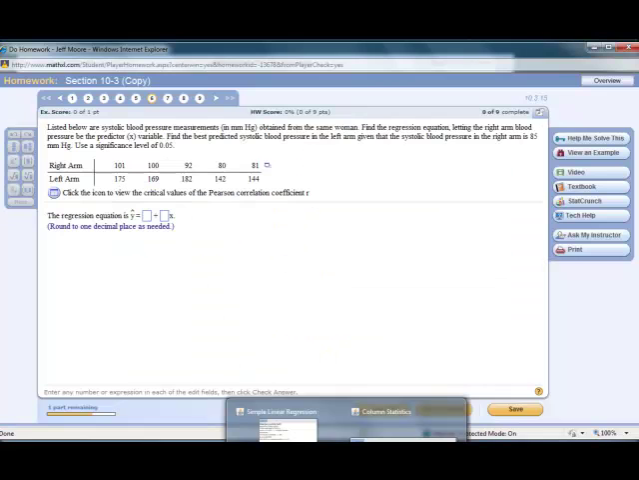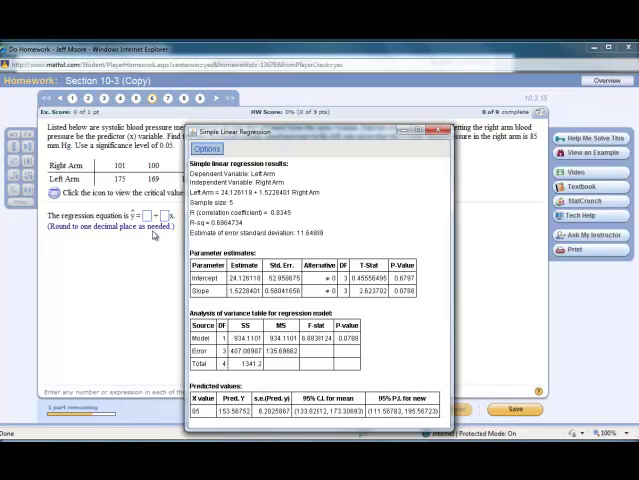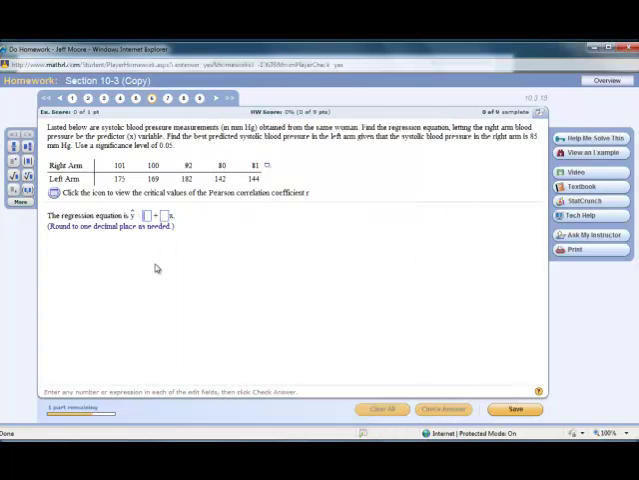For Y. Now, to answer these questions then, first we need to know what the regression equation is. And we have those values here. The intercept is 24.1 when we round to 1 decimal place, and the slope is 1.5. So we'll type in 24.1 and 1.5.